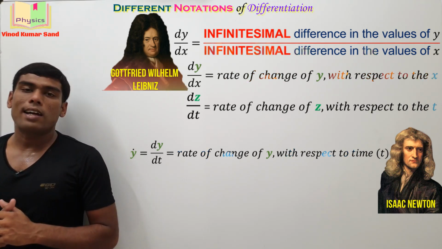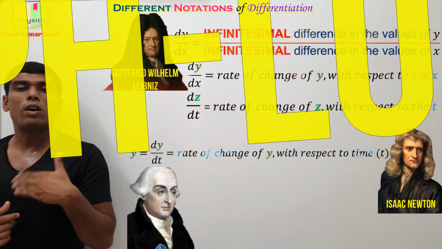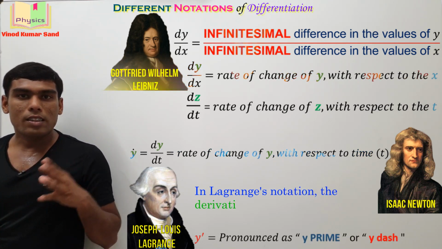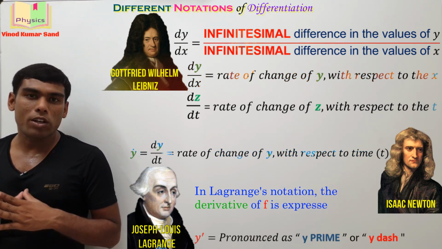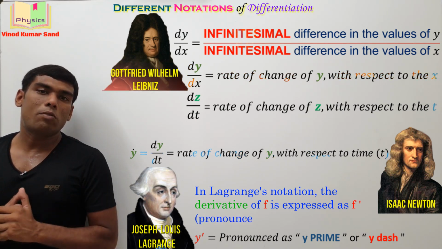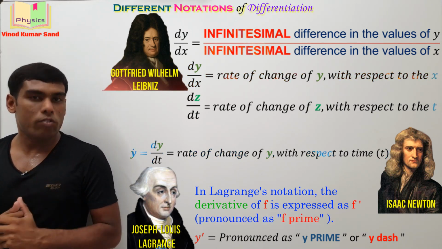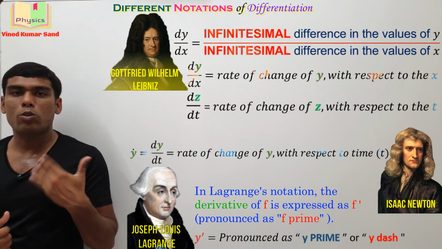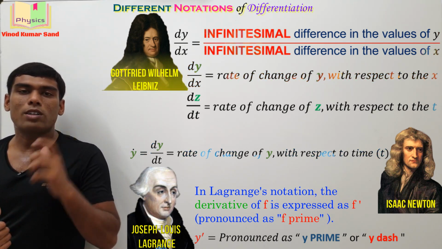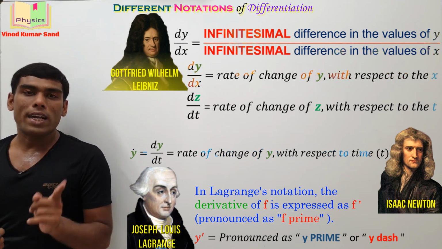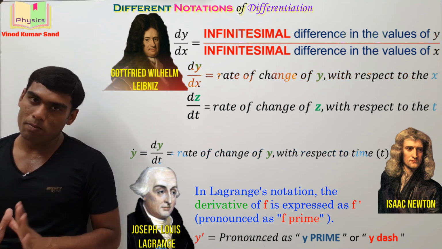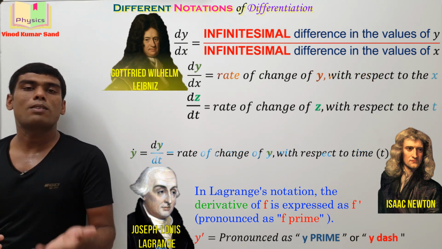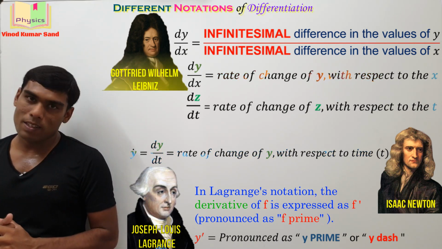Next is Lagrange's notation. Suppose you have a function f and you want to differentiate it, then the notation of that differentiated function will be given as f dash or f prime. For example, suppose we have y and we want to differentiate y, then what is the symbol for that? Y dash or y prime. Suppose we want to differentiate x, then the symbol will be x dash or x prime.